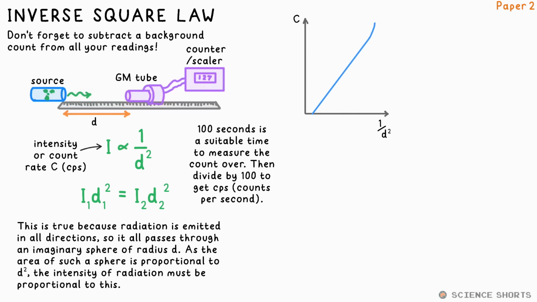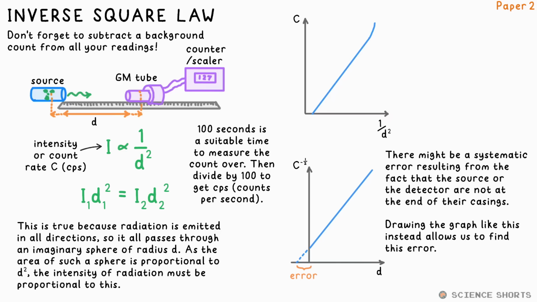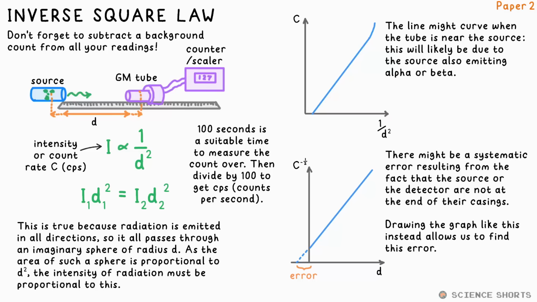If you draw a graph of count against 1 over d squared, you'll likely get a straight line that doesn't go through the origin. This is because the distance measured won't usually take into account that the radiation isn't being absorbed right at the end of the tube, so there might be a systematic error of a couple of centimeters or so. If the graph curves when you get close to the source, that implies that there's probably some alpha or beta being emitted as well.